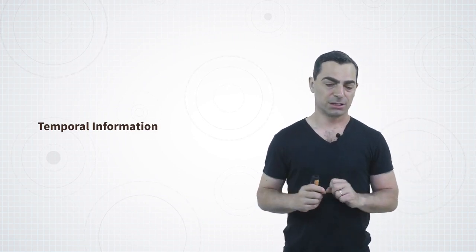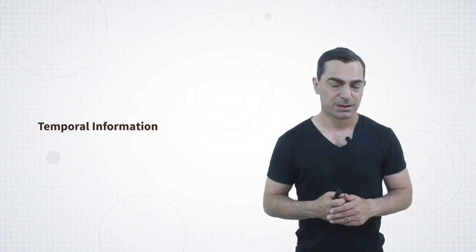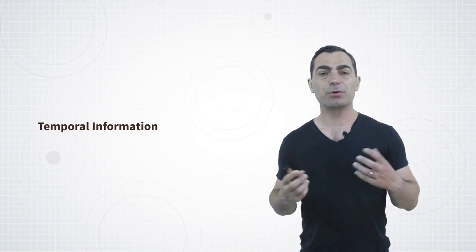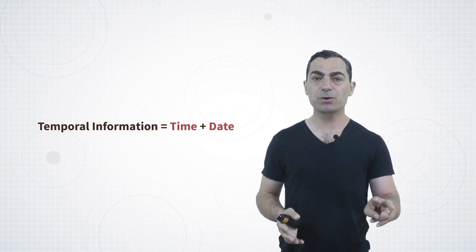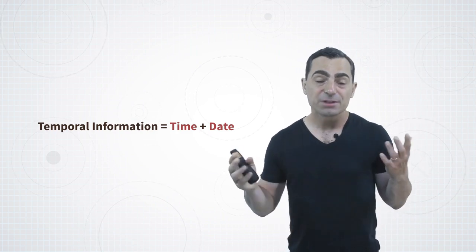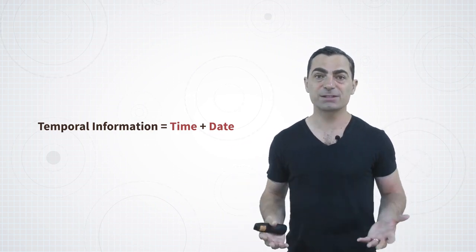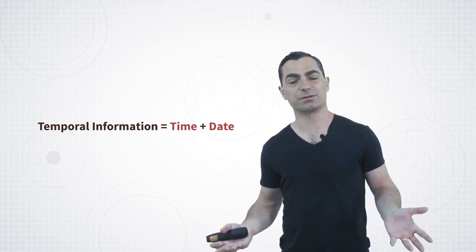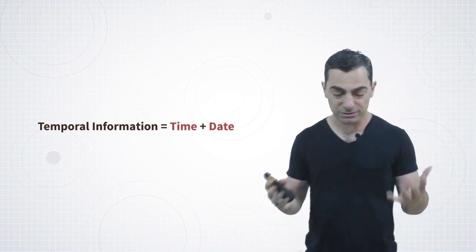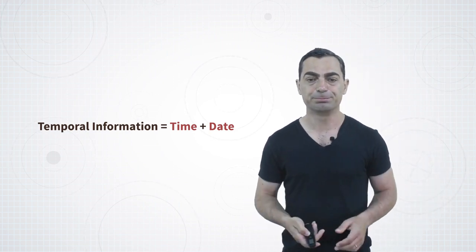Now let's dig deeper into what temporal information is and what kind of structure it can have. First of all, you might have noticed already with the previous example that temporal information is typically about two elements: time and dates. It's very common to find both of these components in data sets, but there are also data sets where data is recorded only in terms of time, or only in terms of dates. But the general case is date plus time.